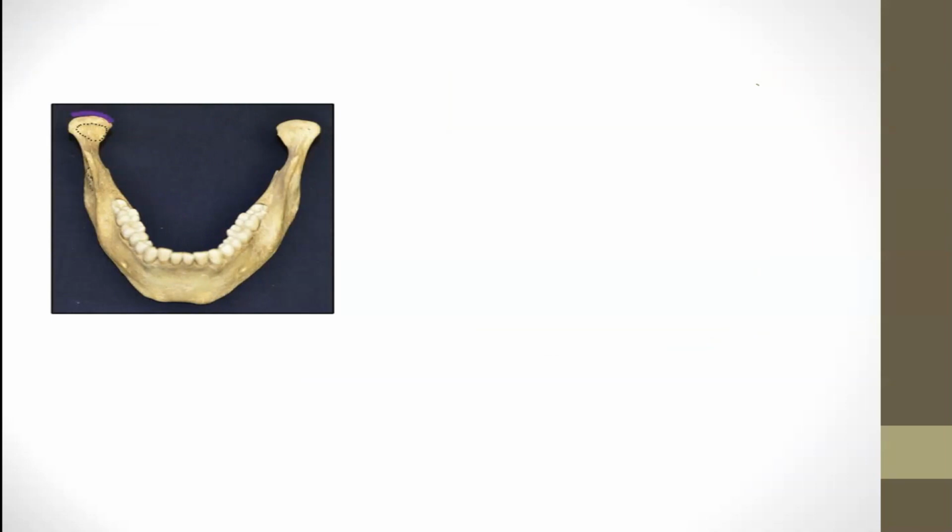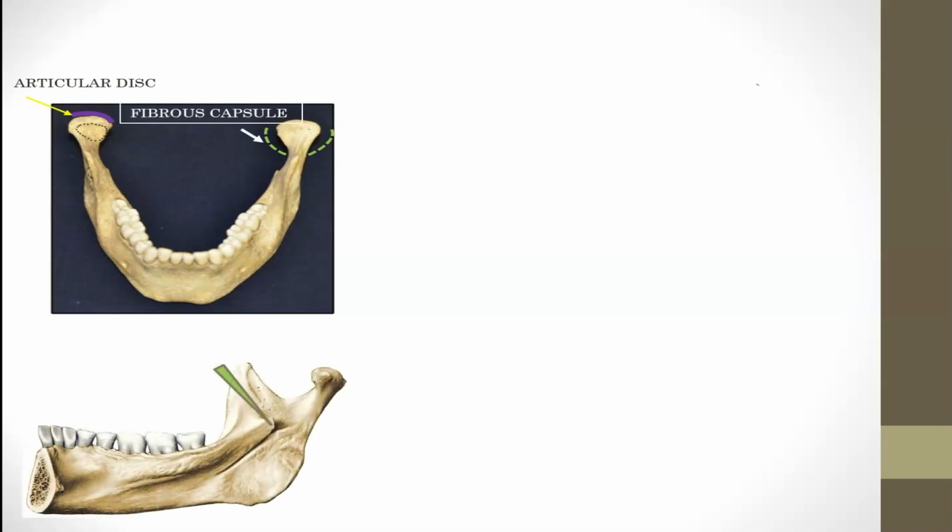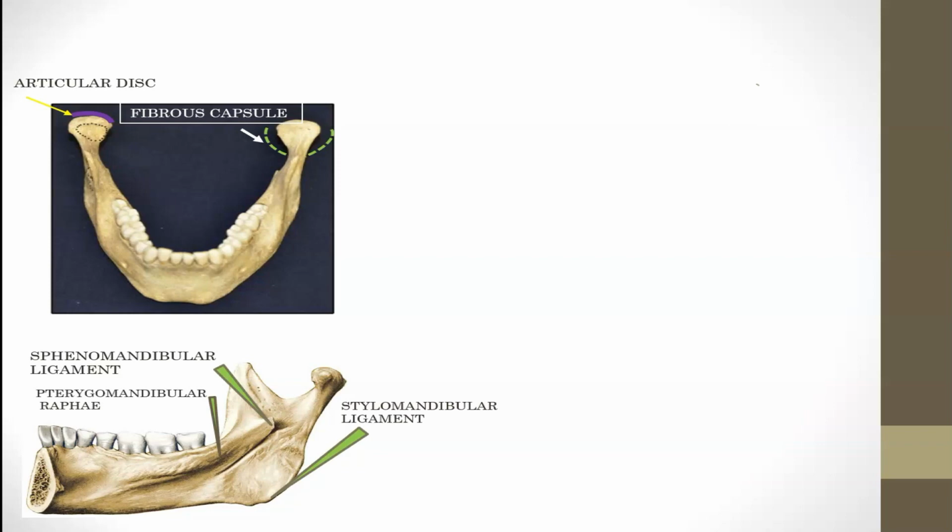Just above the head, we can see the articular disc. At the level of the neck of the mandible, the fibrous capsule is attached. The sphenomandibular ligament is attached to the lingula. The stylomandibular ligament is attached to the anatomical angle of the mandible. And the pterygomandibular raphe is attached to the posterior most part of the mylohyoid line.